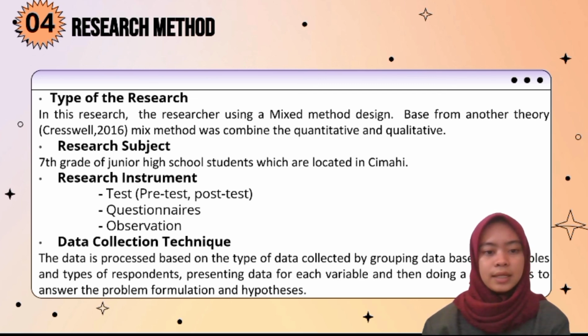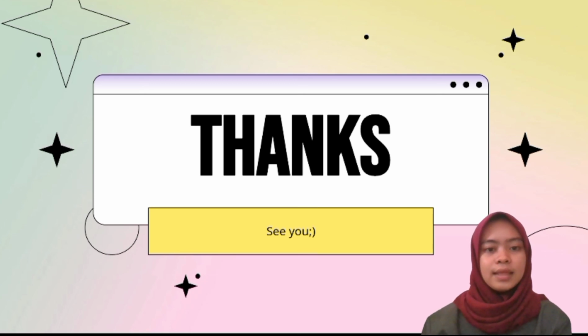For the data collection technique, the data is processed based on the type of data collected by grouping data based on variables and type of respondents, presenting data for each variable, and then doing calculations to ensure the problem formulation and hypothesis. Okay, thank you. That's enough for my presentation about the research proposal.